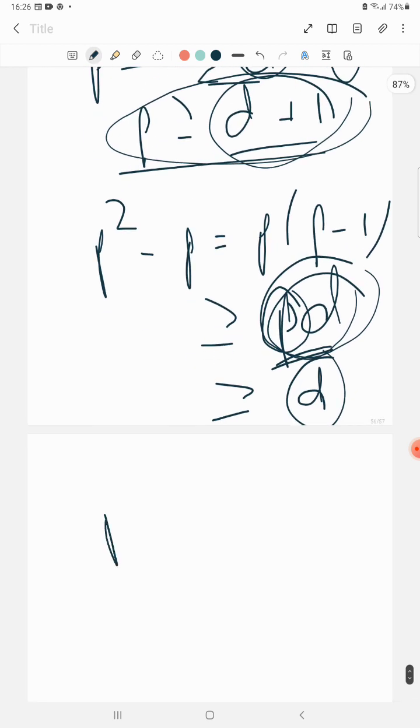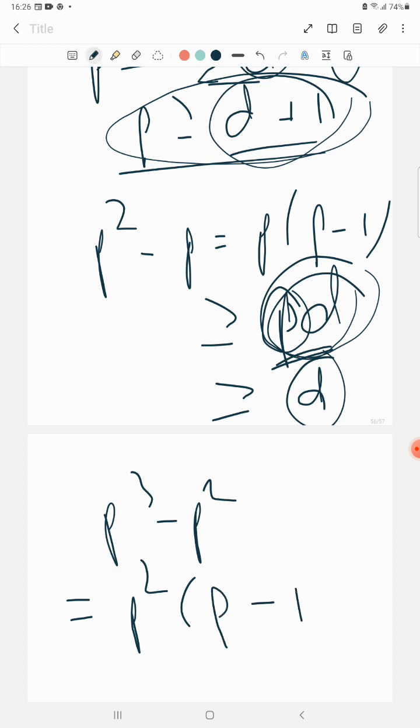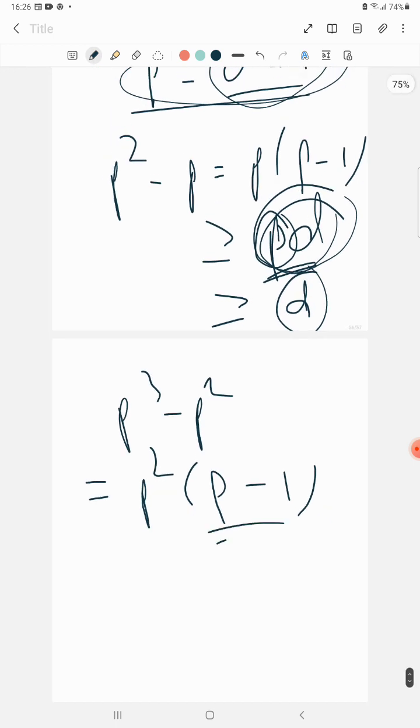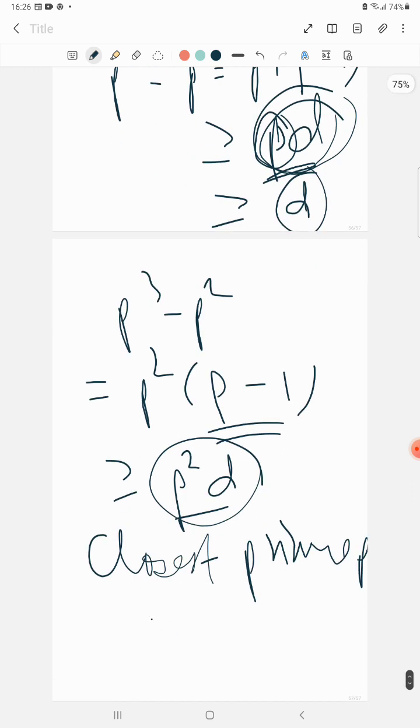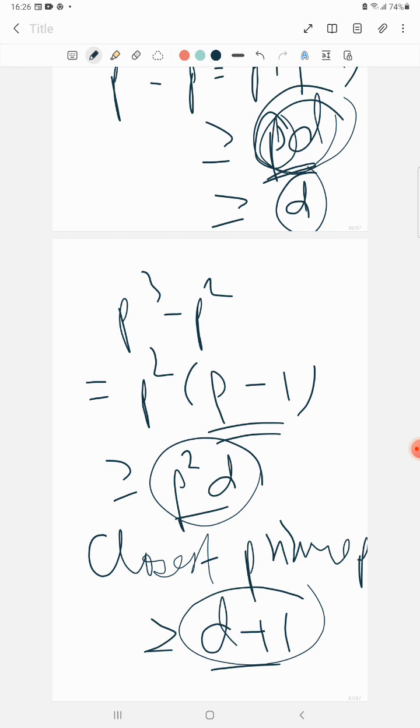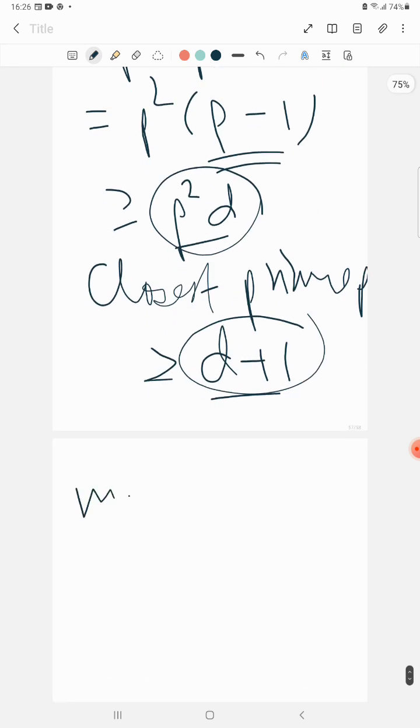Similarly for the next case we can also see p cube minus p square, right? This is equal to p square into (p minus 1), and again p minus 1 is greater than or equal to d, so that means this is greater than or equal to p square d, right? So if I can just choose the closest prime p that is greater than or equal to d plus 1, my job is done, right? And then I can just take the minimum of pq and p cube, right? So that is the implementation of this question.